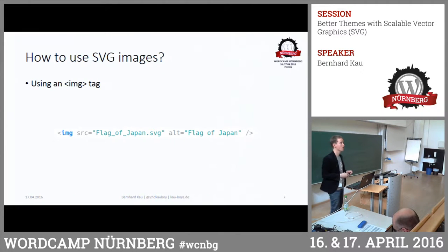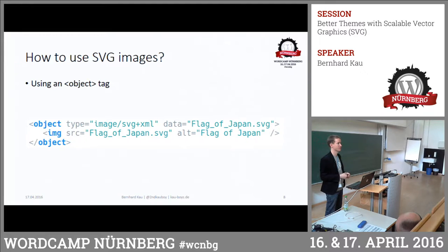So, how can you use an SVG? You can use it as an SVG image, and the easiest thing is to just use an image tag, as you would do with a PNG or a JPEG or a GIF or something else. So even some developers don't know they can just use an image tag. But an SVG is just an image format, so you can just use an image, which also has the ability to add an alternative tag, or a title, or some other CSS inline styles.